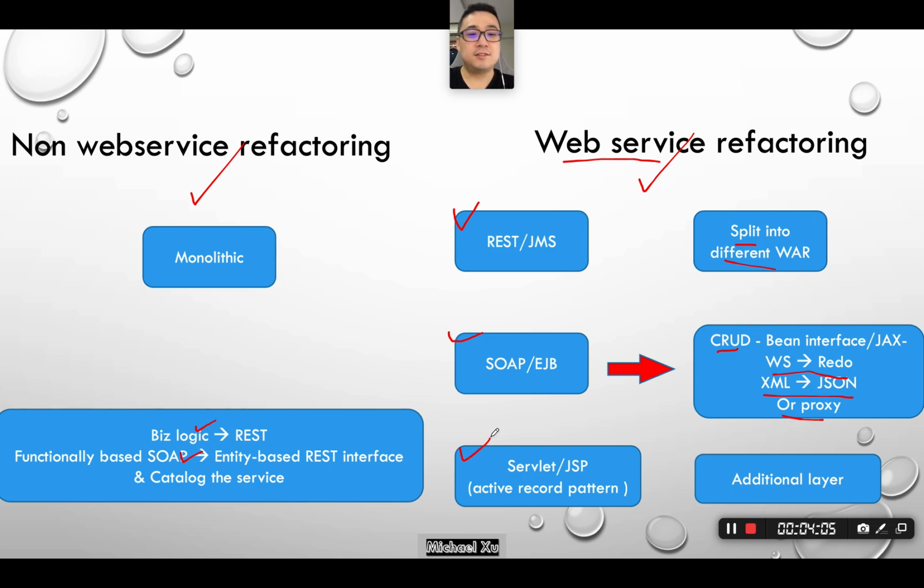And the third use case or third type of application is really a simple one, built based on JSP and servlet, right? So what you have to do is just simply add an additional domain layer and make the domain layer into a RESTful one, and that's it.